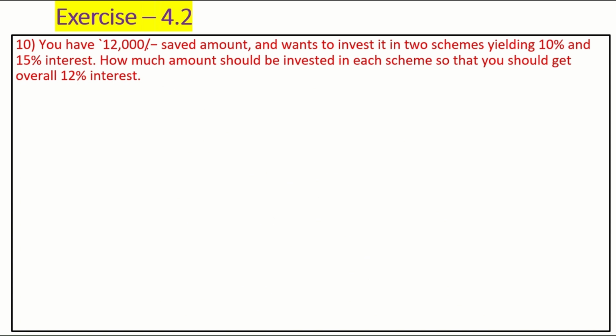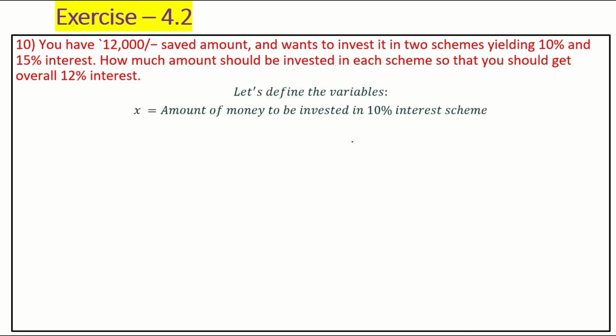Okay, next. You have 12,000 rupees saved and want to invest in two schemes yielding 10% and 15% interest. How much amount should be invested in each scheme so that you get overall 12% interest? It is almost the same as the previous problem, just the situation explained is different, but it's the same problem.